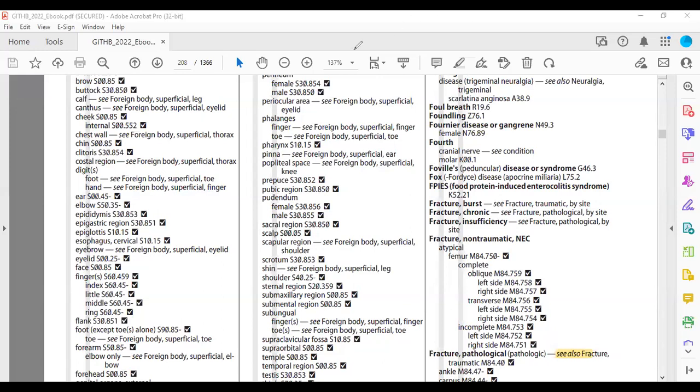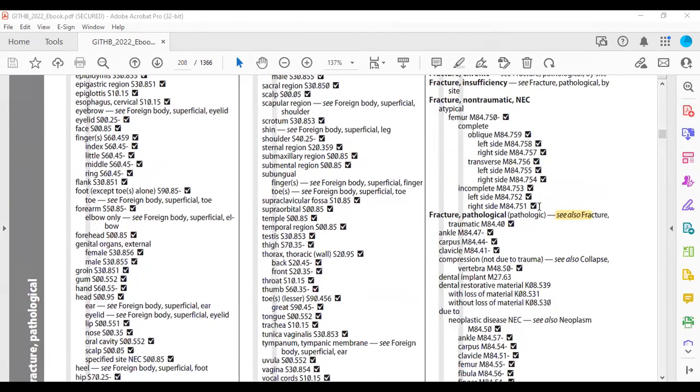Please pay close attention to this section here. Note where fracture starts, non-traumatic, and then the subterms are in alpha order. Once we get past that, we get into the pathological fractures, and then you can see the terms here, and again, the subterms in order.